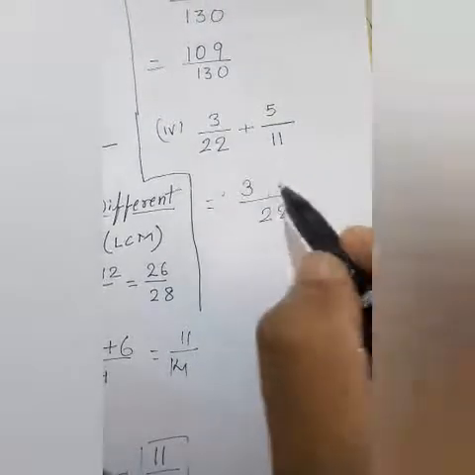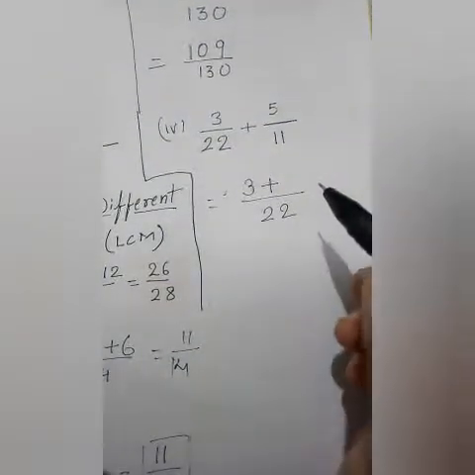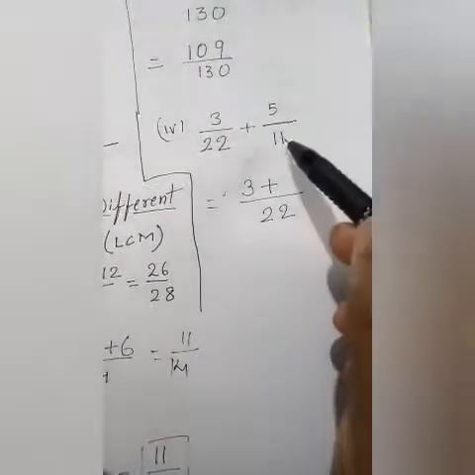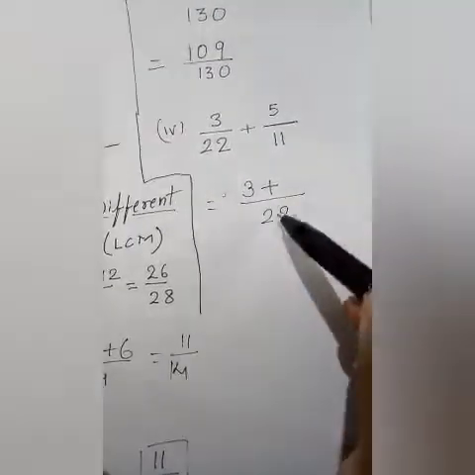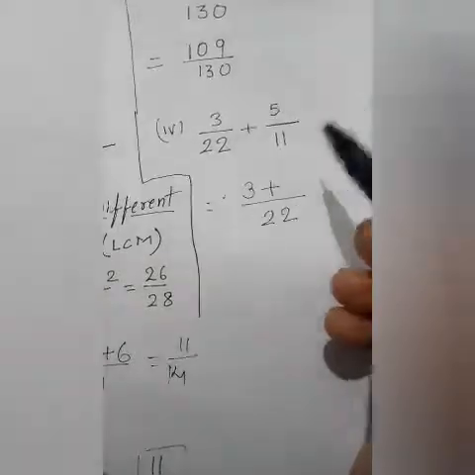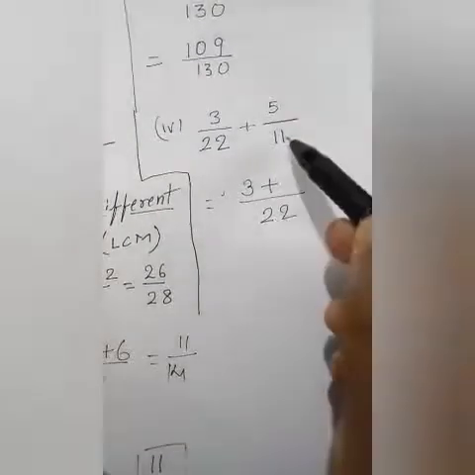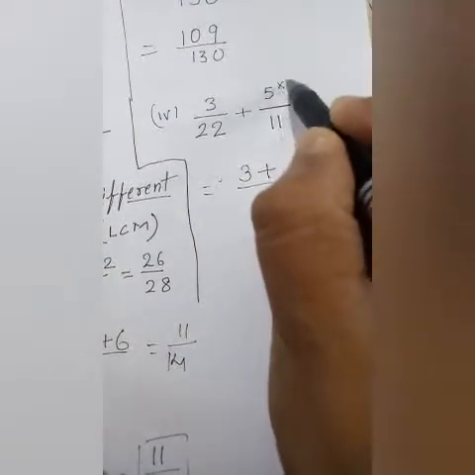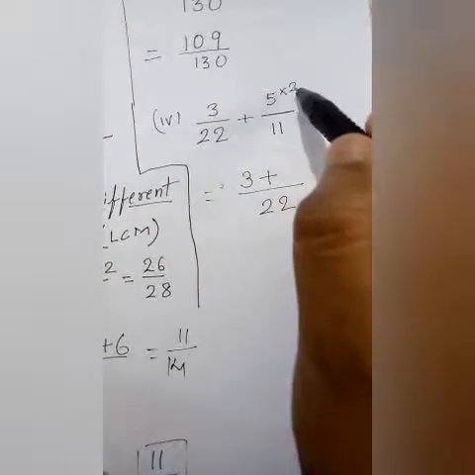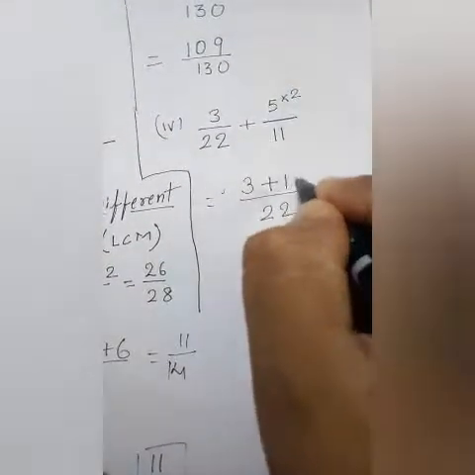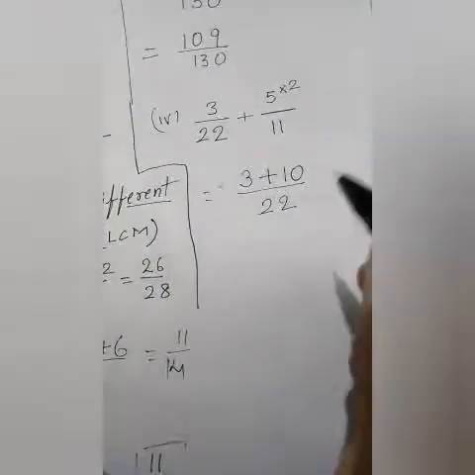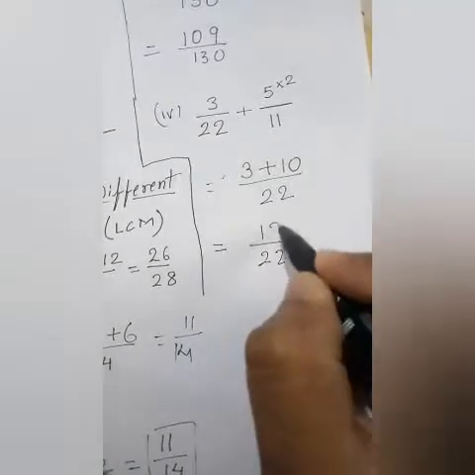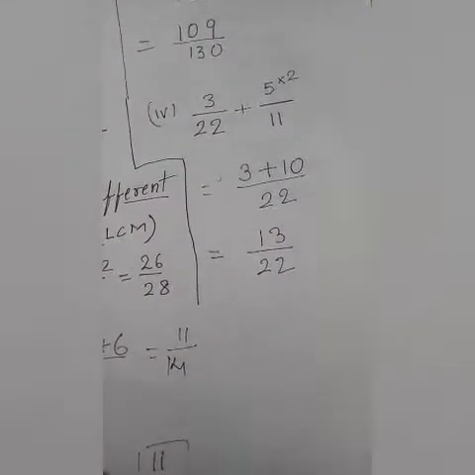Now next is the sign. Which sign is here? Plus. So please put plus there. And now here is 11, here is 22. How to convert your 11 to 22? By multiplying with 2. Or you can do it like this also: 11 divides 22, what will come? 2. So you multiply your numerator with 2. What will you get? 5 twos are 10. So the final answer is 10 plus 3, 13 upon 22. This is how you need to solve such sums.